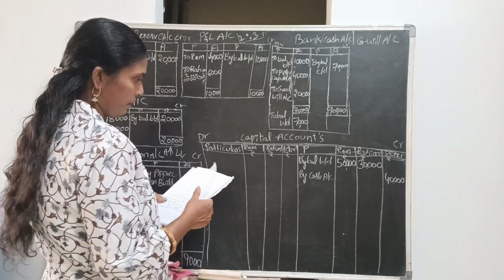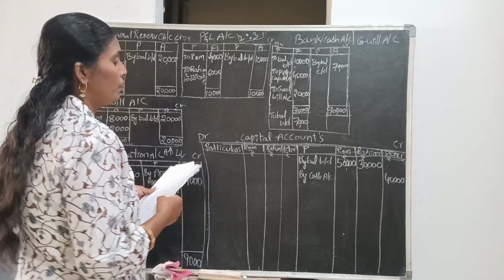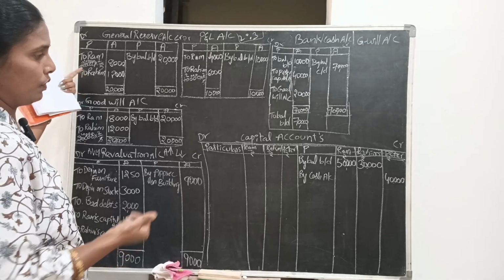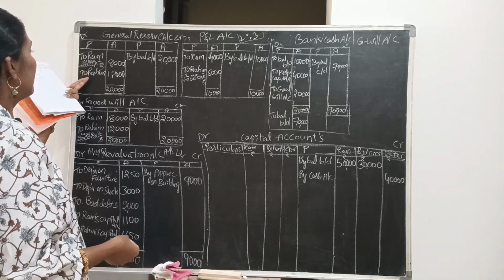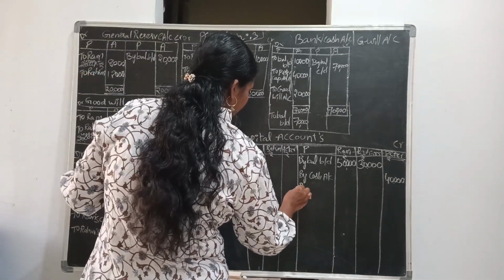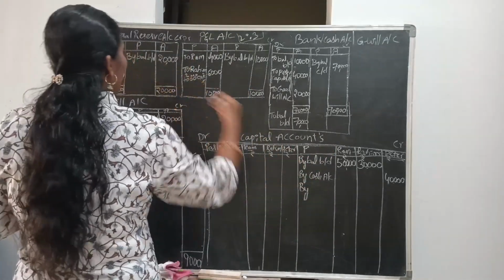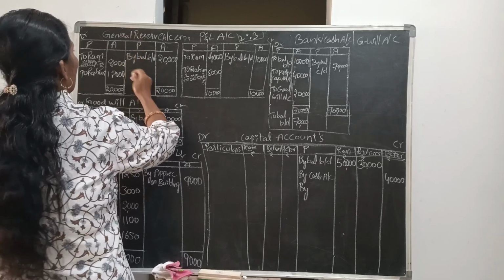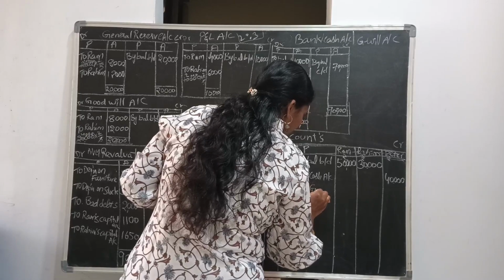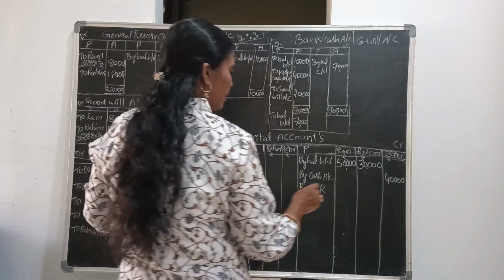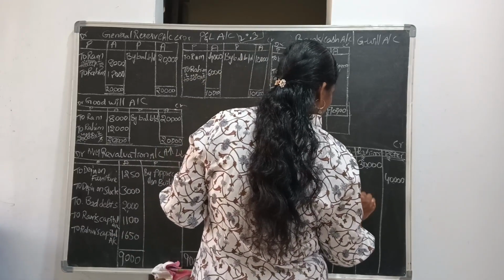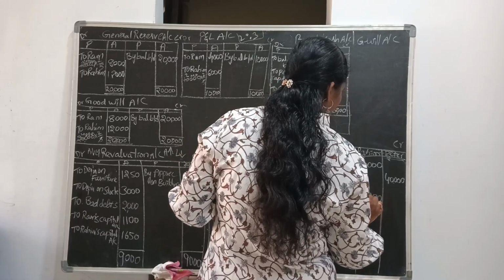Next, the capitals we posted. Now we need to distribute the profits and general reserve to the capital accounts. This is on the left side, now we need to post on the right side. So by general reserve we will post one by one. First we will start with the general reserve, 8,000 and 12,000. So by general reserve, 8,000 is Ram's and 12,000 is Rahim's share.